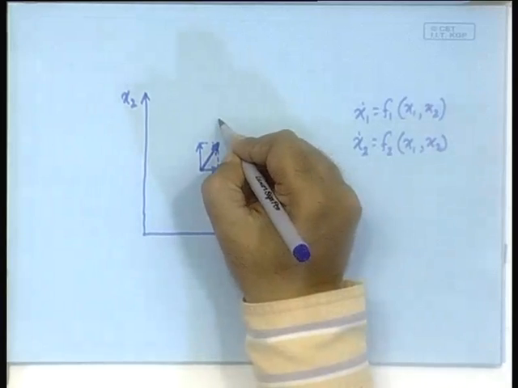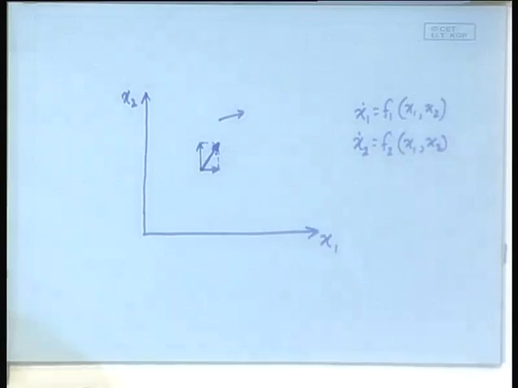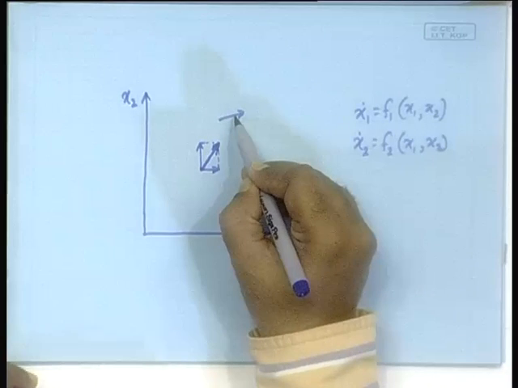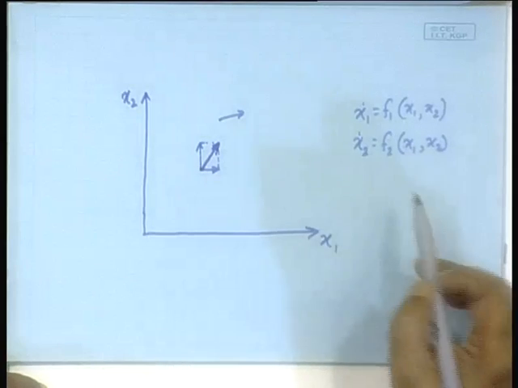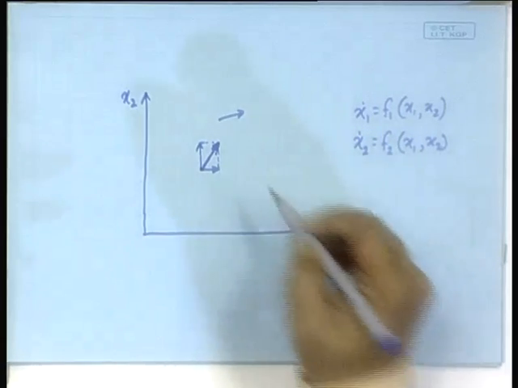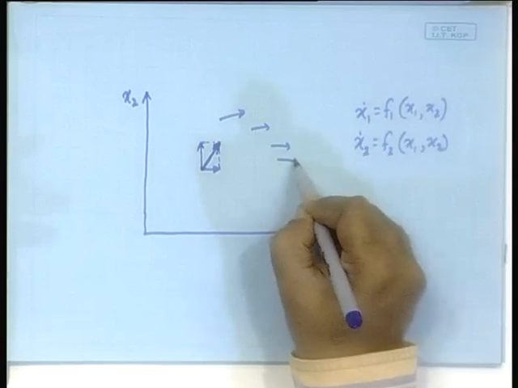Similarly, if the point is here, it would give another vector in the state space, meaning that if the point is here, it will move in that direction. So, notice then that this set of differential equations actually defines a vector at every point in the state space, right.